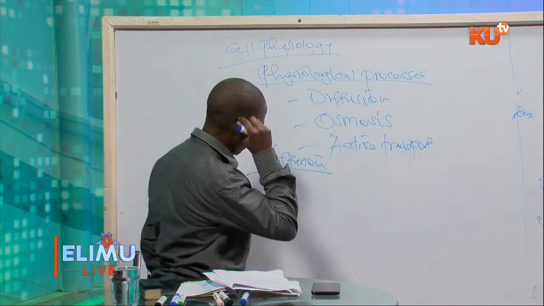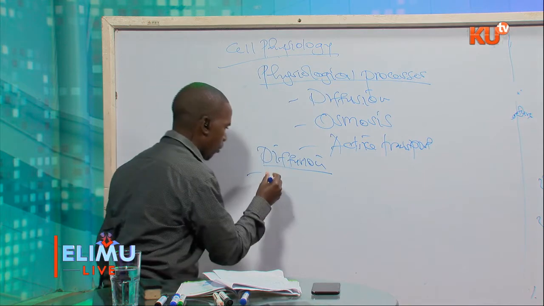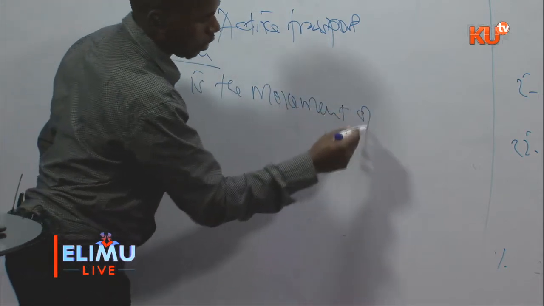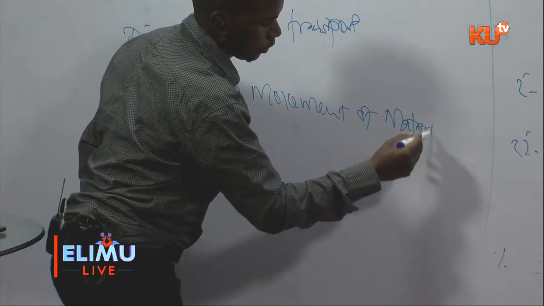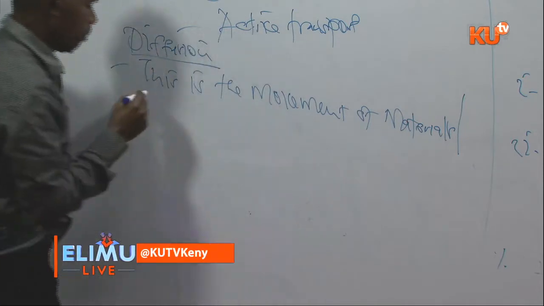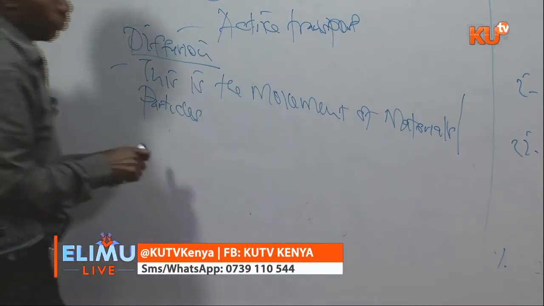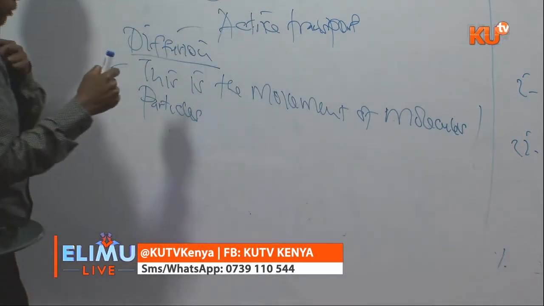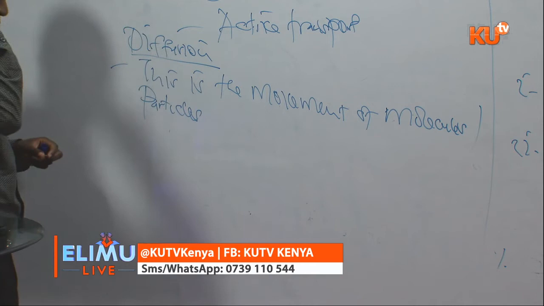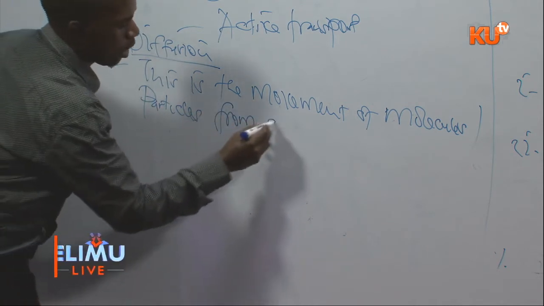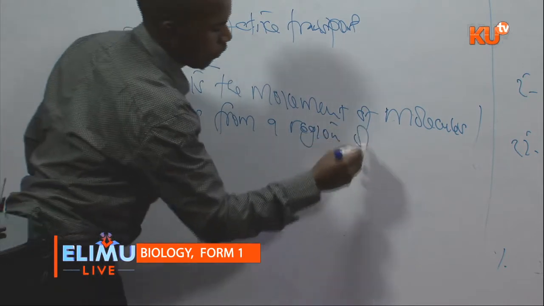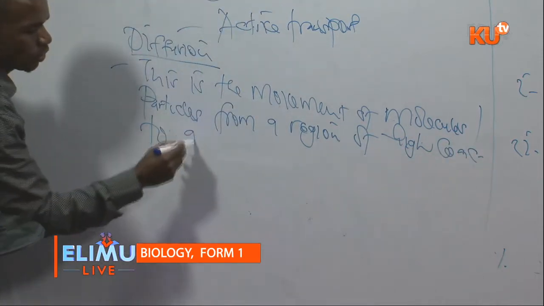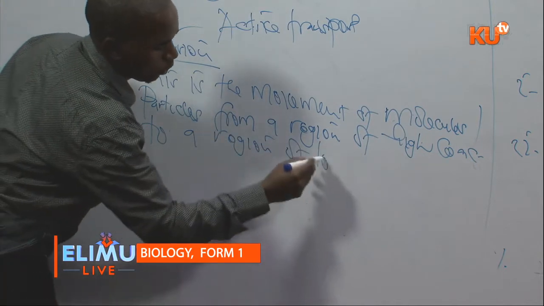So diffusion definition, we are saying this is the movement of molecules and or particles from a region of high concentration to a region of low concentration.